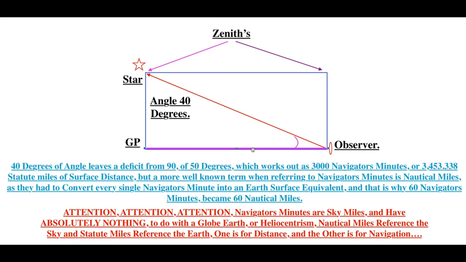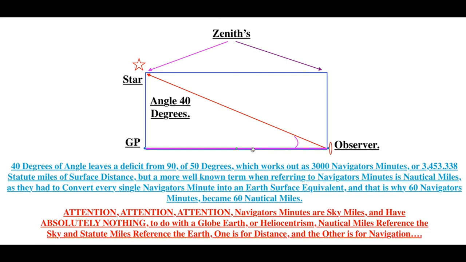Just because they have the word mile behind them, one is statute and one is nautical. Look at the word nautical. What does it mean? It means navigation. It's a navigation mile. Nautical miles, navigation miles, navigators' minutes. That's what's going on. So it has nothing to do with a globe, nothing to do with the center of anything or any other idiotic claim.